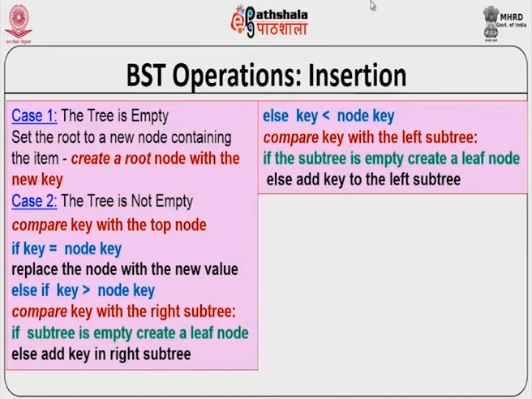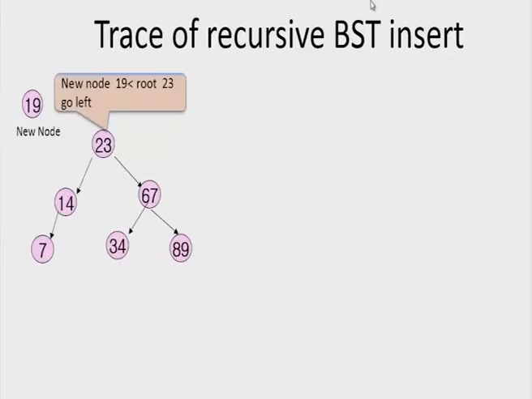So, this is the basic operations of insertion. Now, let us trace this. So, first we have a new node 19, that is if the tree is empty. Now, a new node we are getting, we want to insert 19. Now, the 19 is less than the root node 23.